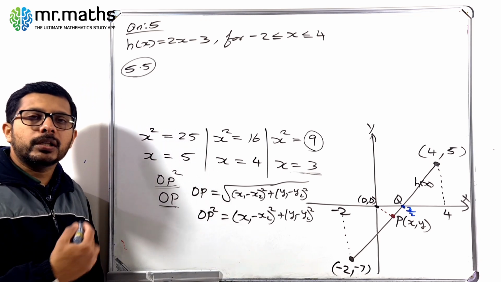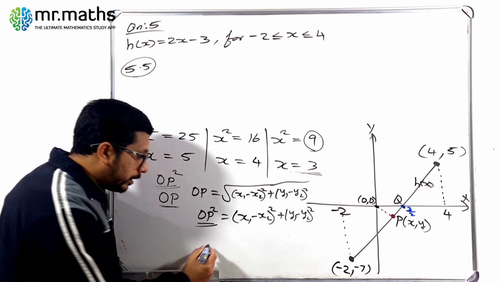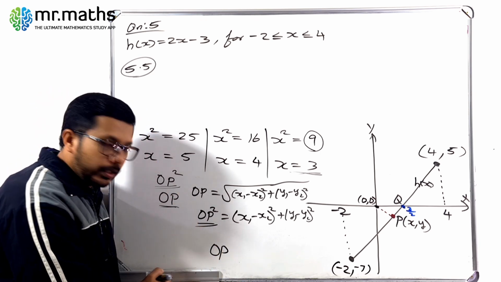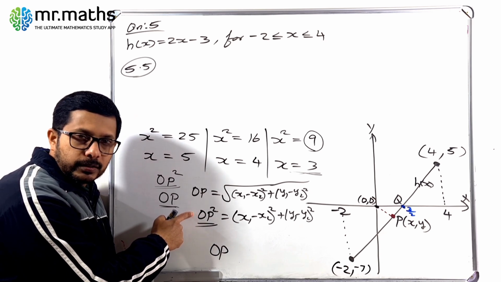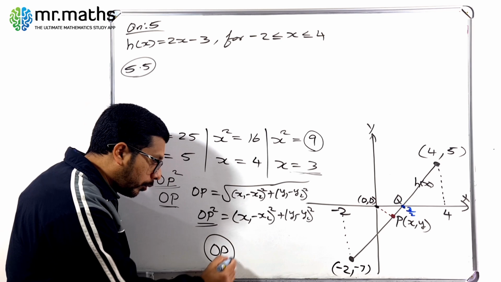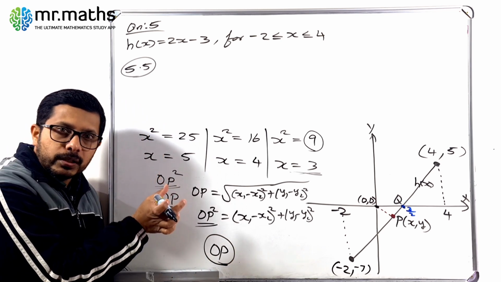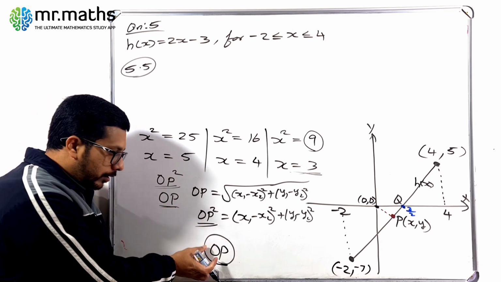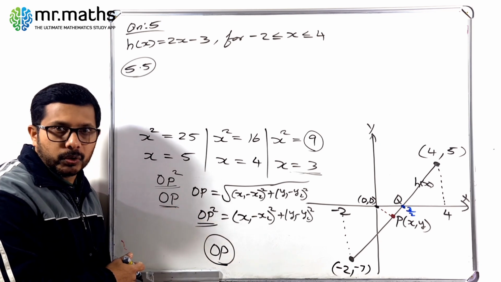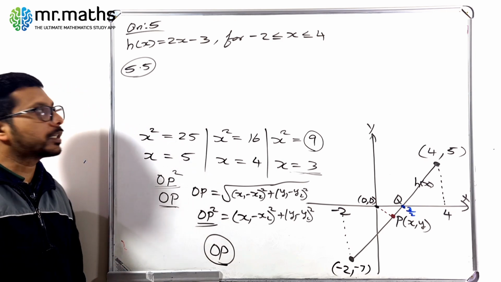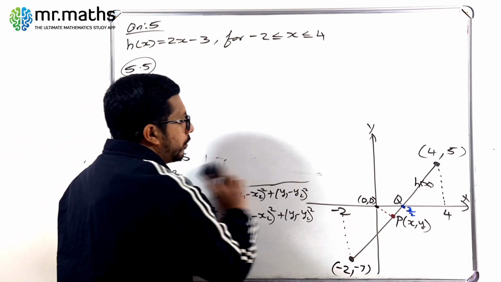To get the smallest value of OP, this OP square value must be smallest. Listen once more. To find the smallest value of OP, or the smallest distance or the closest distance between O and P, what must be small? OP square must be small. So we are using that concept here in our question. Leave all that one. Now come back to our question.